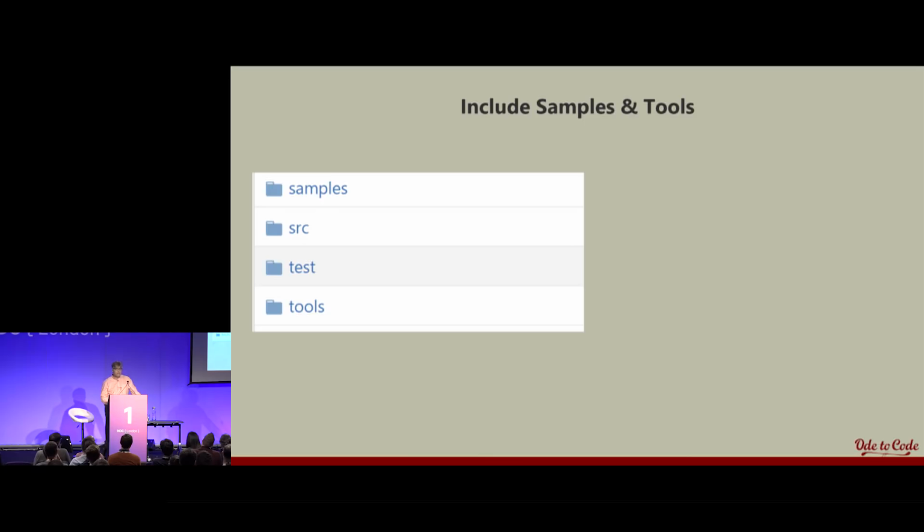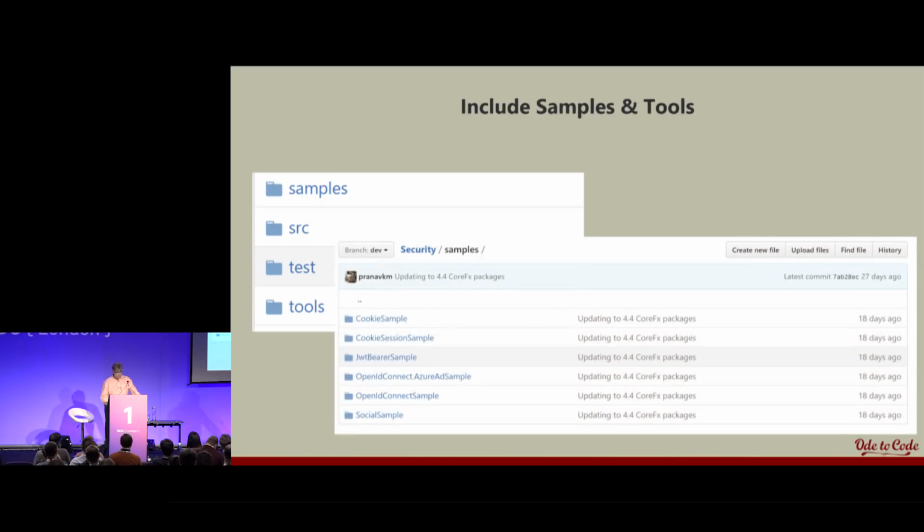Also include samples. If you're building a library that other people consume through your NuGet package and are trying to figure out how it works, even if it's for your internal company, it's very useful to be able to go into a sample just to see some sample code on the expected usage of the framework that you've created.